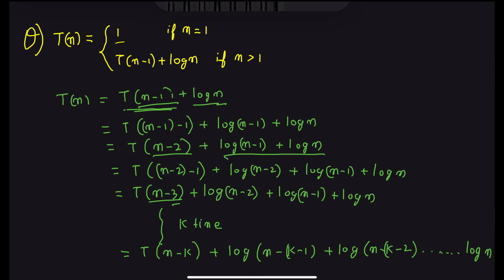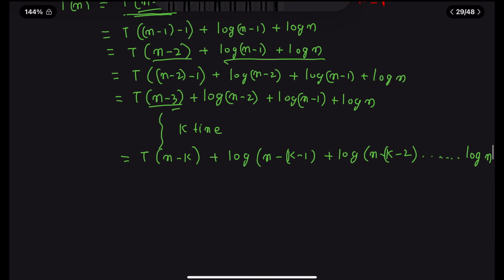Let's see what we have after k iterations. So we have T(n-k), and our termination condition is 1, so n should be equal to 1. So T(1) is our termination condition, which is 1. To make this termination happen, we need the value of n-k equal to 1. So let's solve this. Writing n-k equal to 1, from here we can find the value of k, which will be equal to n-1.